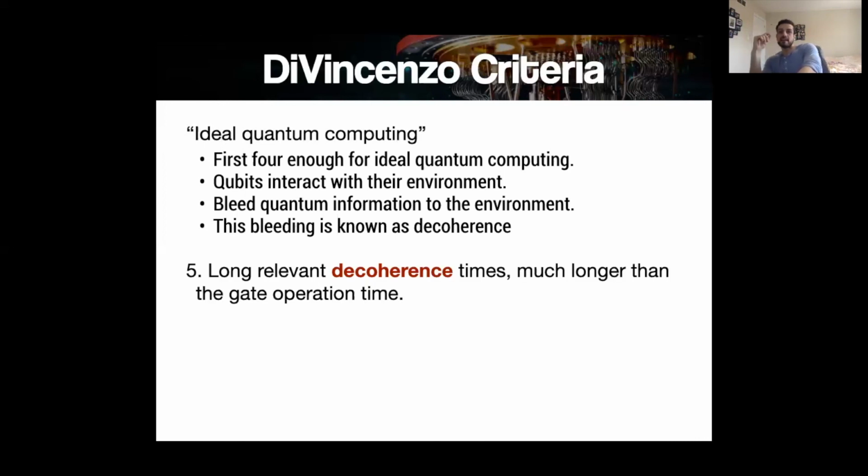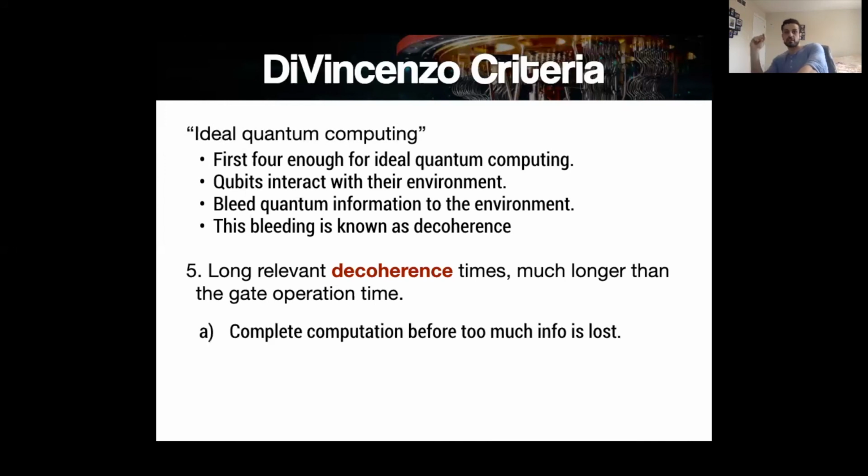So what you need then is a long relevant decoherence time. You need a decoherence time that's much longer than your gate time. And really what that's saying is, if my decoherence time is, I don't know, 100 years, I can take a lot of time with my gates. My gates can take a few minutes and I'm okay. If my decoherence time is a few seconds, then I need my gates to be crazy fast. So clearly there are 2 ways to meet this criterion: you increase your decoherence time, or you decrease your gate time, or both.